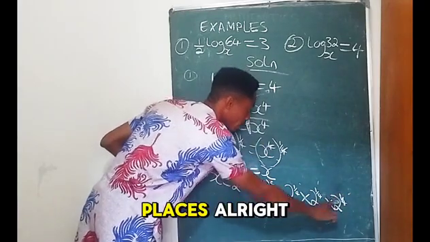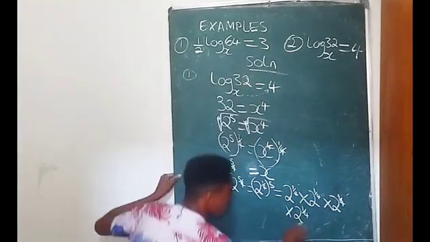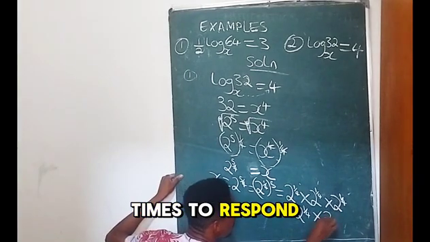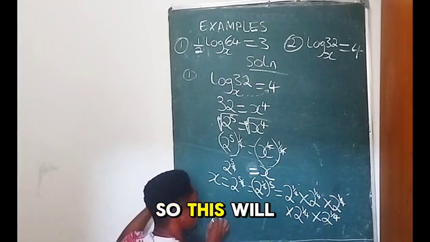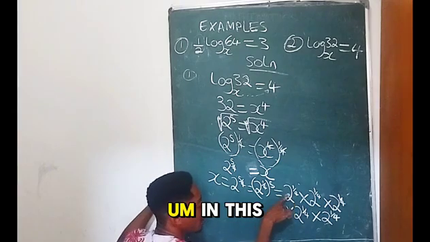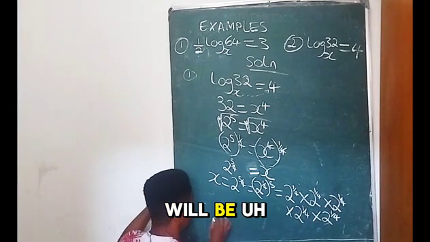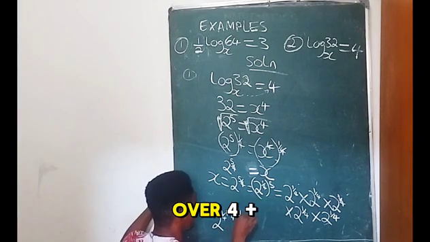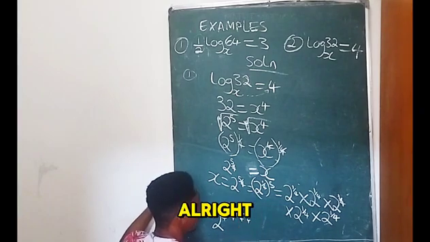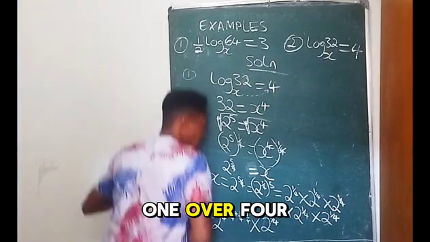We are making it in 5 places. Alright, times 2 raised to power 1 over 4 times 2 raised to power 1 over 4. The base is 2. Alright, so because these are of the same base, I'm going to add the powers 1, 2, 3, and 4. So this will be 2 raised to power 1 over 4 plus 1 over 4 plus 1 over 4 plus 1 over 4, times 2 raised to power 1 over 4.